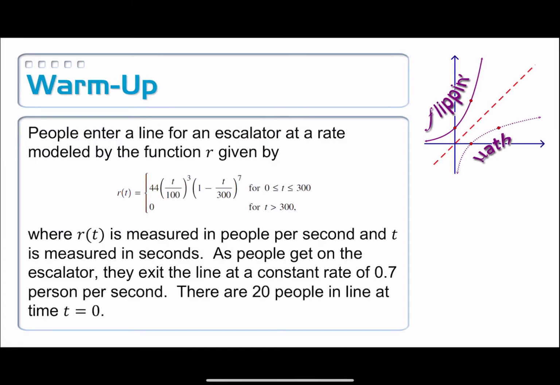Okay, so people enter a line for an escalator at a rate modeled by the function r given by, and you can see that we've got some sort of piecewise function here, where r of t is measured in people per second, t is measured in seconds. As people get on the escalator, they exit the line at a constant rate of 0.7 person per second. There are 20 people in line at time t equals 0.